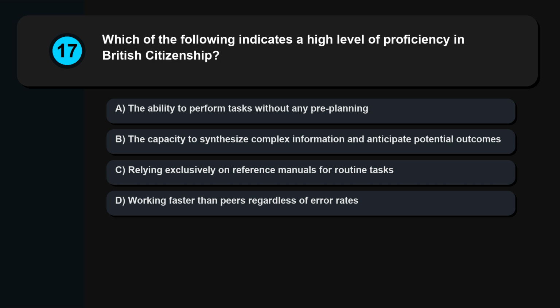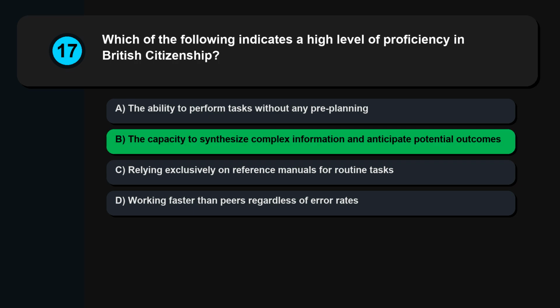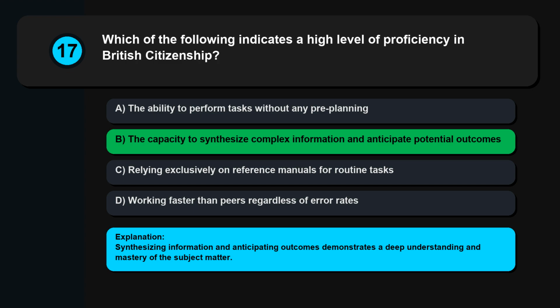Question 17. Which of the following indicates a high level of proficiency in British citizenship? The ability to perform tasks without any pre-planning, the capacity to synthesize complex information and anticipate potential outcomes, relying exclusively on reference manuals for routine tasks, working faster than peers regardless of error rates. Synthesizing information and anticipating outcomes demonstrates a deep understanding and mastery of the subject matter.